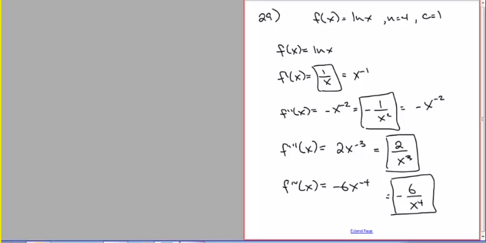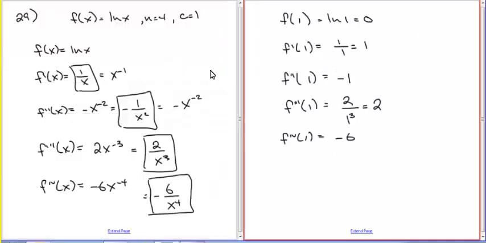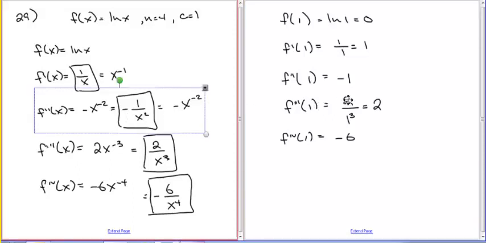Now we have to evaluate the function and its derivatives at x equals 1. So here I'll get the natural log of 1, which is 0. 1 over 1 is 1. -1 over 1 squared is -1. 2 over 1 cubed is 2. And -6 over 1 to the 4th is -6. So those are my coefficients.